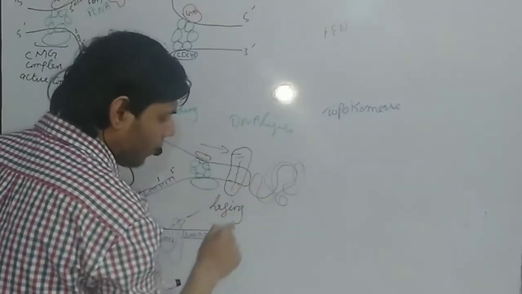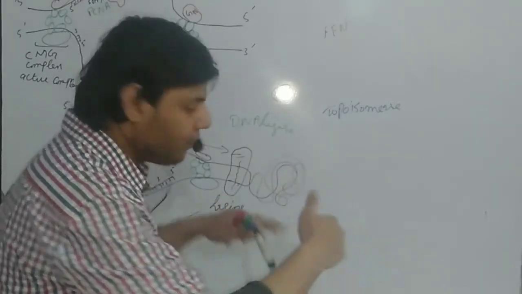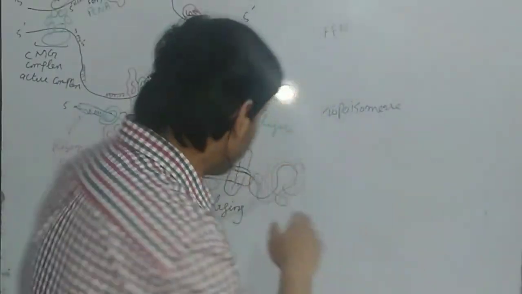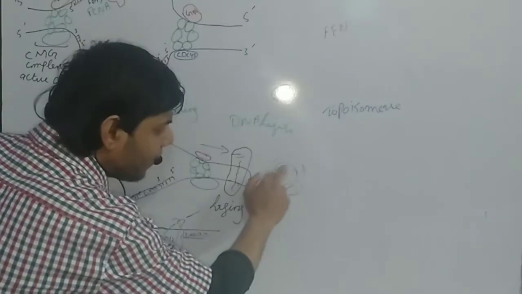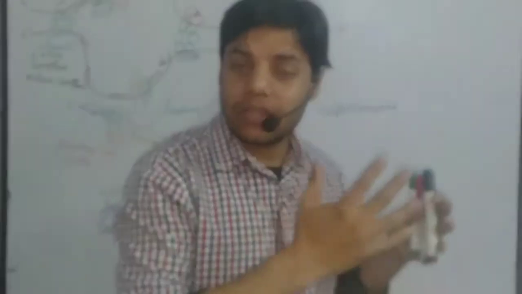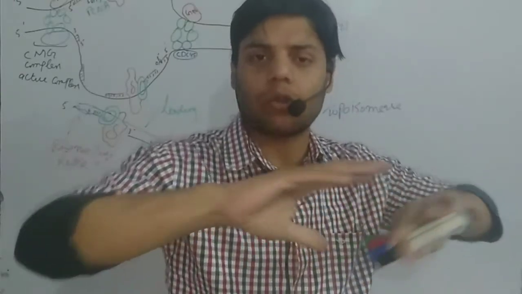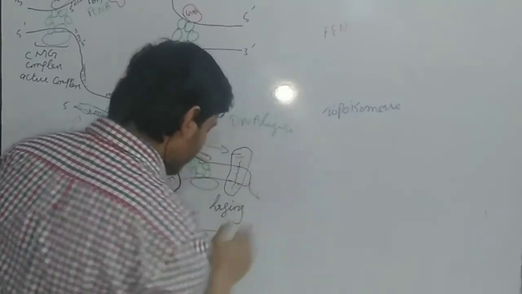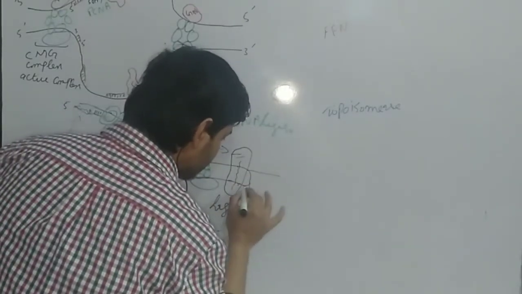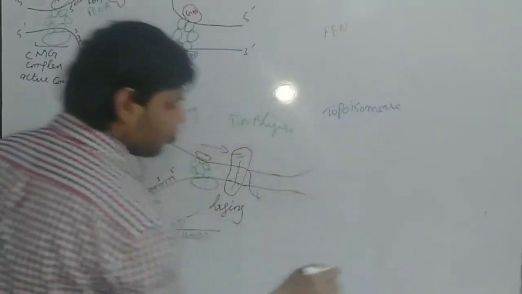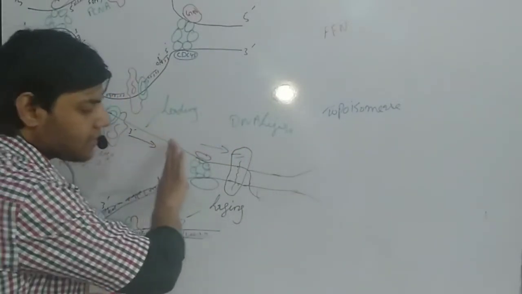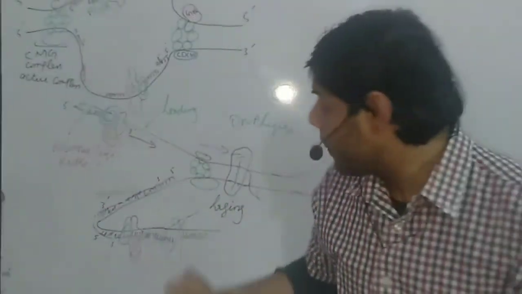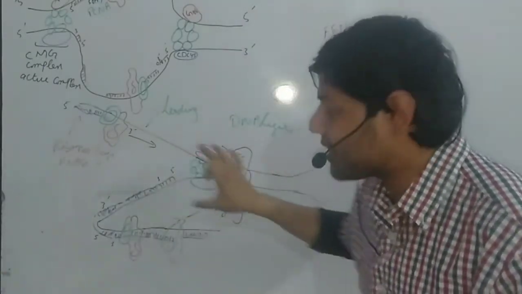Now topoisomerase can release the tension. They can cut one of the strands and join it with the same strand. They can make different cuts in the strand, as you can see. So when different cuts are created in the supercoiled strand, the tension is automatically released. So the complex is again moving in this direction, and the strand is opening once again. This is how the process is going on.